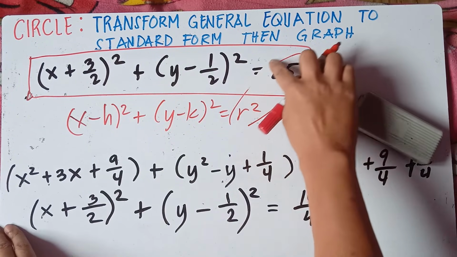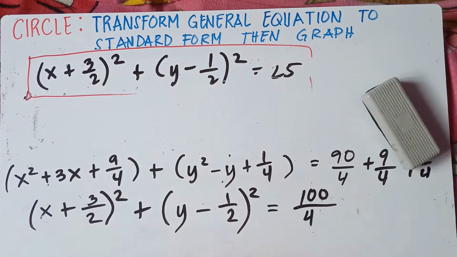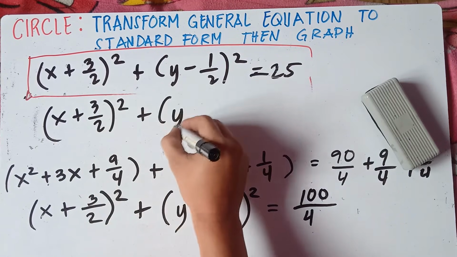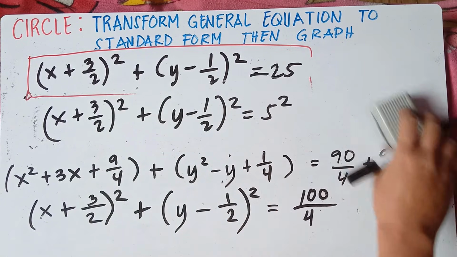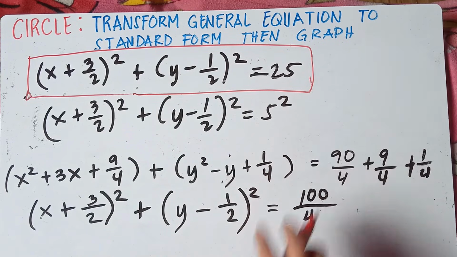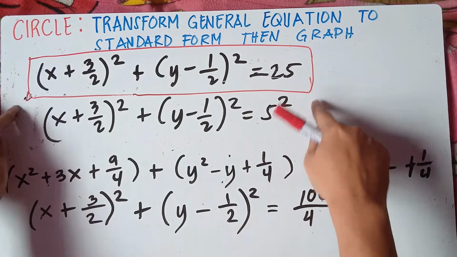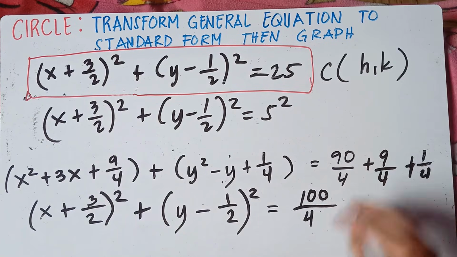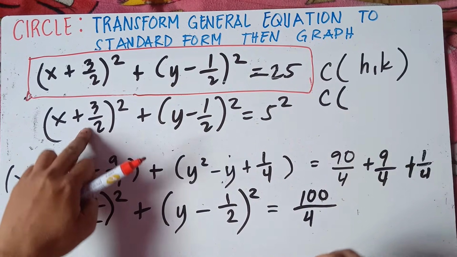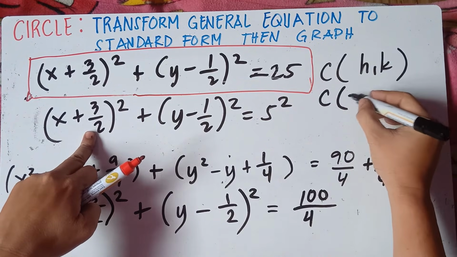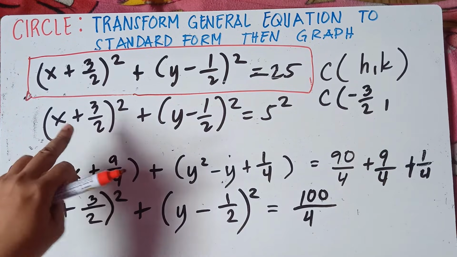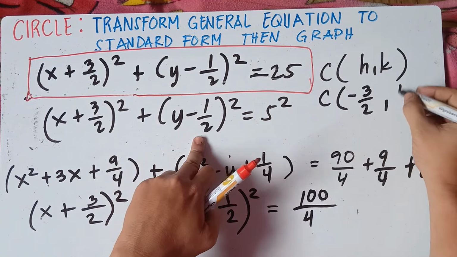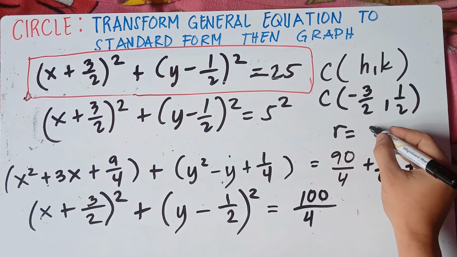Or you can simply write this equation like this. This will be the same. X plus 3 over 2 squared plus y minus 1 over 2 squared equals 5 squared. Okay, but once again, if the teacher asks you what is the equation, this will be your answer. And to find the center and the radius, the center, class, once again, h and k. So the center, this is your h. If this is positive 3 over 2, your h will be negative 3 over 2. Get the additive inverse. Positive 3 over 2, h is negative 3 over 2. Negative 1/2, so your k is positive 1/2. And your radius is 5.